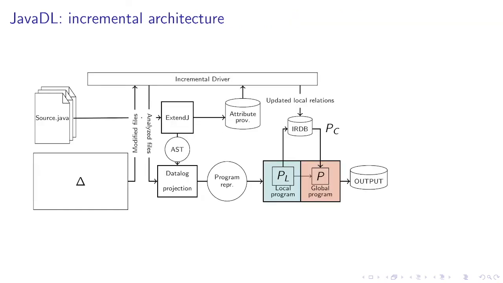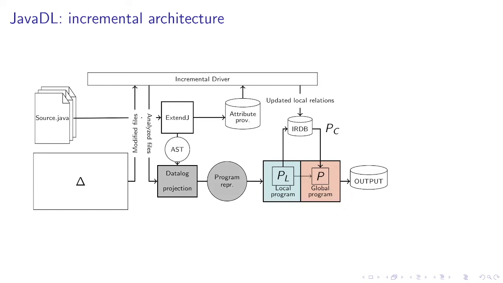To illustrate how everything ticks, let's assume that JavaDL receives a set of modified files. The reality is slightly more complicated and is detailed in the paper. Based on this change set, the incremental driver looks up the files that contain semantic predicates which depend on one or more files from the change set. For this, the incremental driver consults the provenance database. Then it retracts the stale facts from the local relations and proceeds to compute fresh ones by invoking the extend-j compiler, which builds the abstract syntax trees for the files in the change set and for those indicated by the provenance information, which is updated in the process.